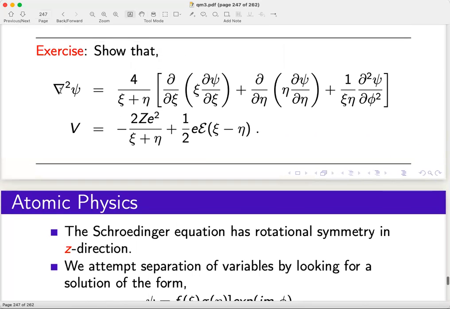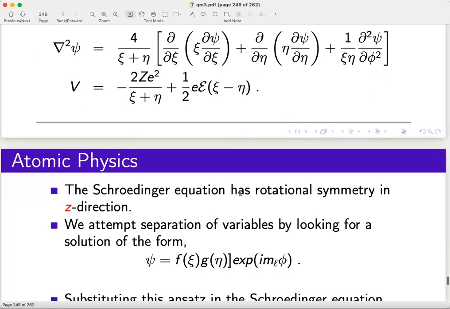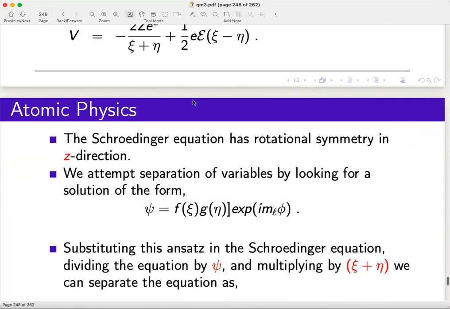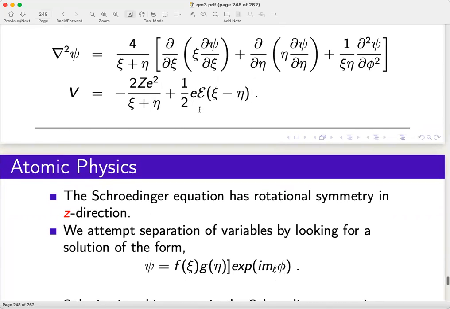The total Schrodinger equation is, of course, this plus V times psi, with a minus h bar squared upon 2m and so on. Everything can be put in correctly, but you know how the whole Schrodinger equation would look if you know this and this. So we are going to attempt this kind of separation of variables and substitute this form of psi inside the corresponding Schrodinger equation.